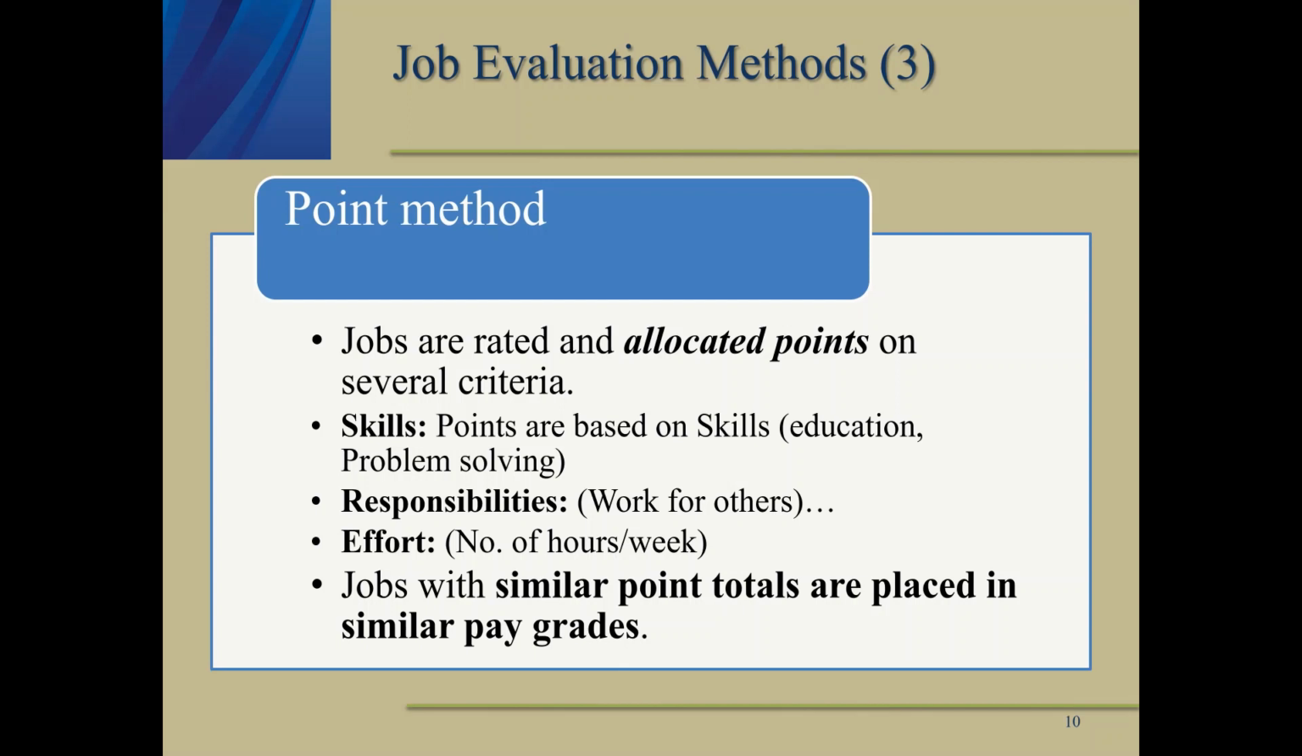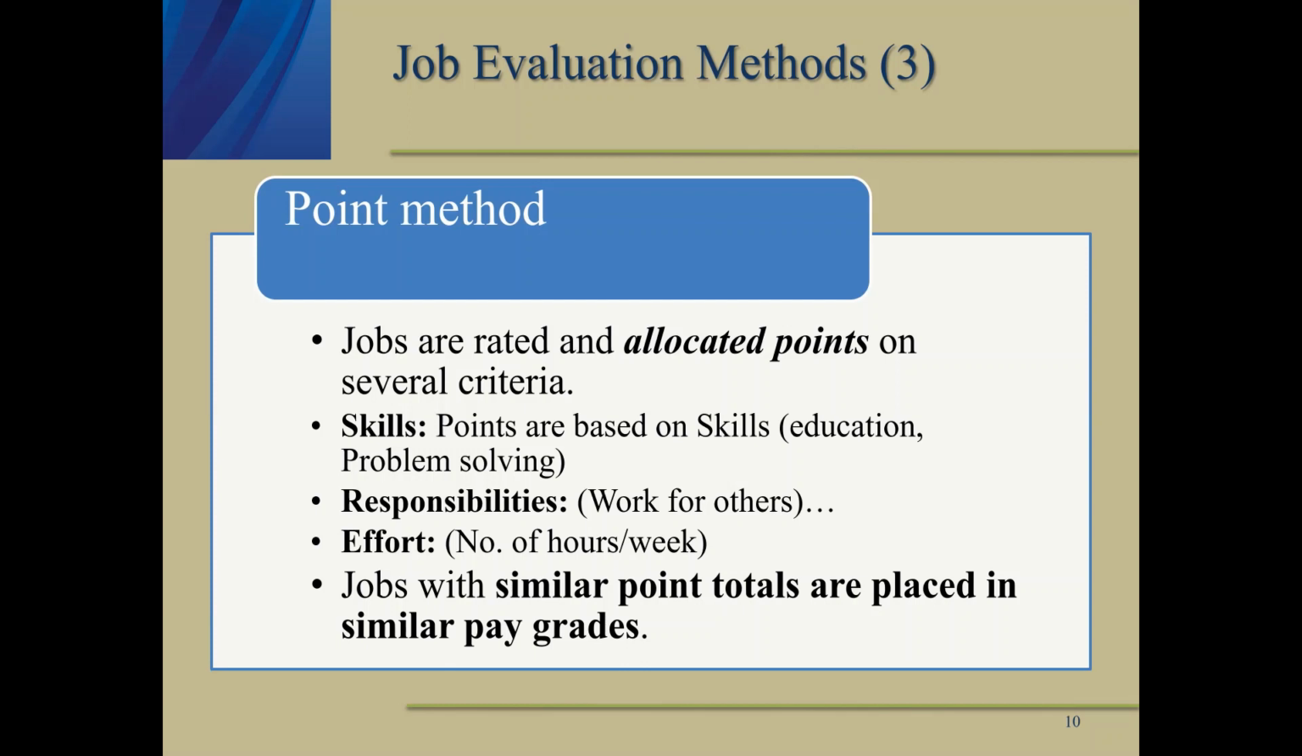Again, if the job needs a higher responsibility, for example, 8 points may be given to the responsibility area. And if the number of hours per week is 60 compared to the 40 working hours per week, then we may need to assign 9 or 10 points to that particular effort criteria. So the jobs are allocated points based upon the importance of the skills, responsibilities, or effort.